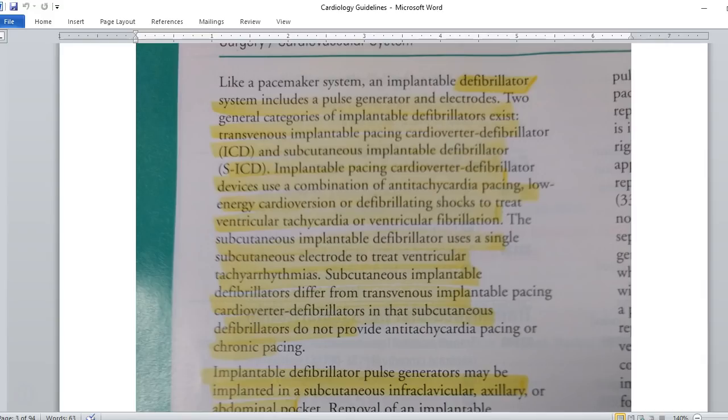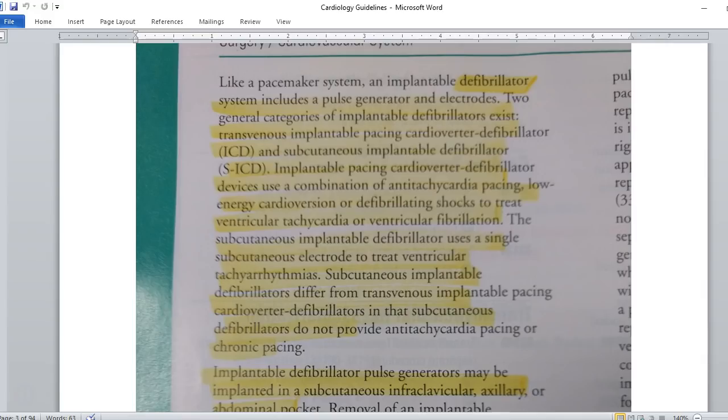So again, we're going to see a lot of similar things. They are different devices. They're used for different cardiac conditions. Like a pacemaker, the implantable defibrillator system includes a pulse generator and electrode. Two general categories of implantable defibrillators exist. The transvenous implantable pacing cardioverter defibrillator, which is known as an ICD. Again, it's implantable, and it's something that usually is mostly permanent. However, we have something called the subcutaneous implantable defibrillator, which is much newer, the SICD.